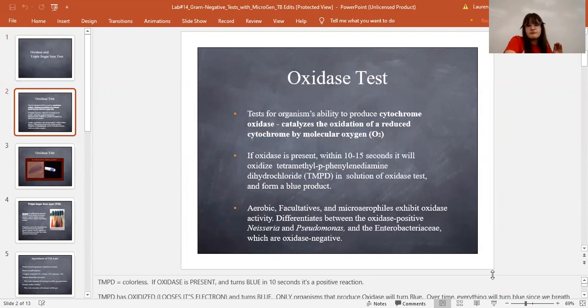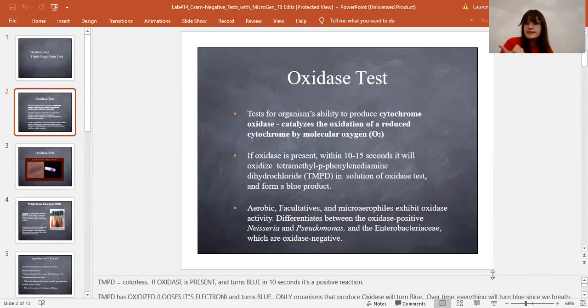Okay, so the first part of the PowerPoint is about the oxidase test. The oxidase test is very important on exam 3. So you need to know what the reagent is, what the actual chemical process is, what it shows, as in what the organism would be, and you also need to know what a positive result looks like, right?